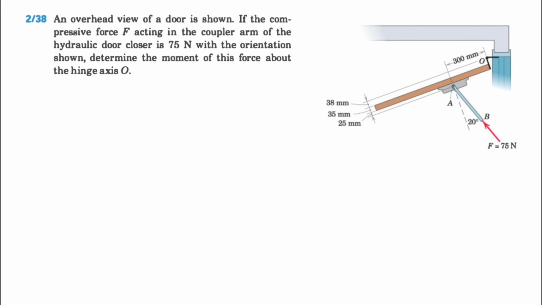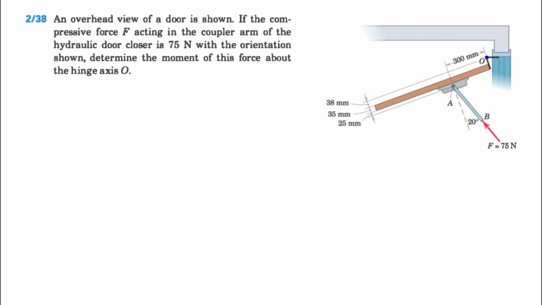Okay guys, welcome back. So we have question 38 from the second chapter of Meriam textbook, and we have this overhead view of the door. As we can see, the compressive force F acting on the coupler arm of the hydraulic door closer is 75 Newton with the orientation shown, and we need to determine the moment of this force about the hinge axis O.